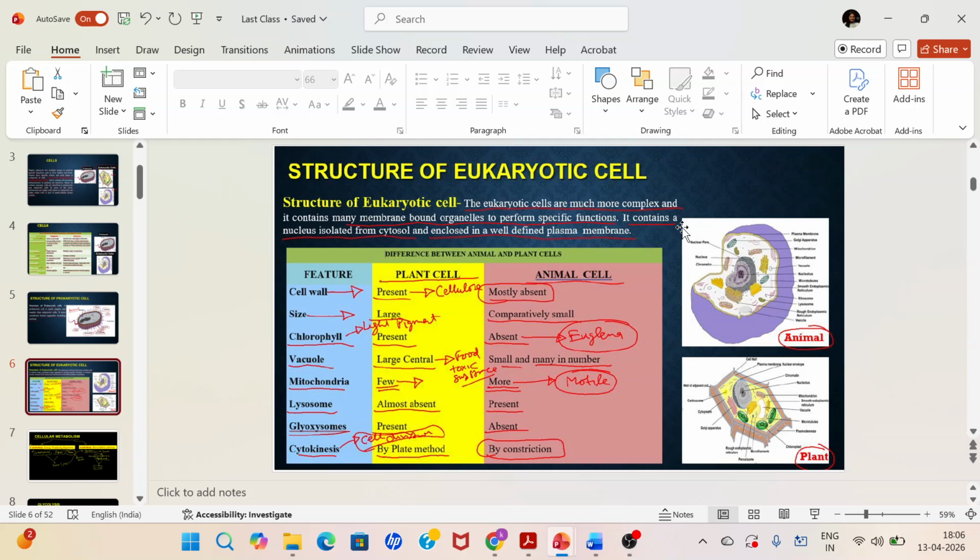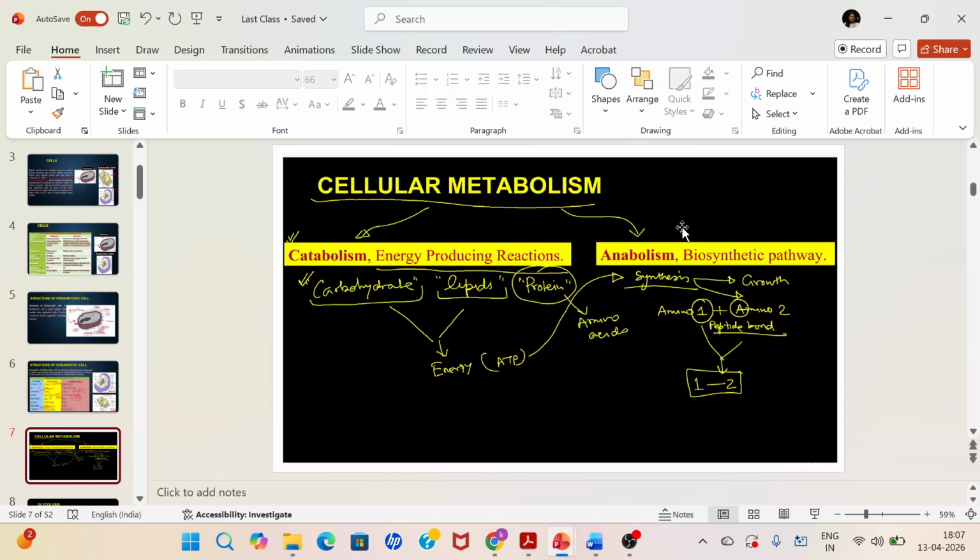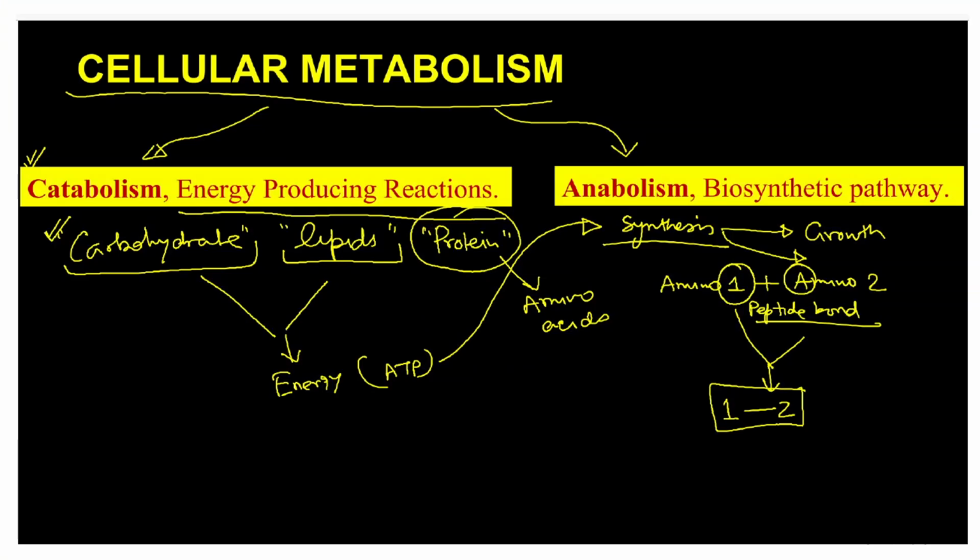Lysosomes in case of plant cells are almost absent, while in animal cells they are present. And then these are the further differences. Cytokinesis happens in animal cells by constriction, while in case of plant cell it happens by the formation of a cell plate. Okay, so this is how the cytokinesis happens in case of the plant cell.